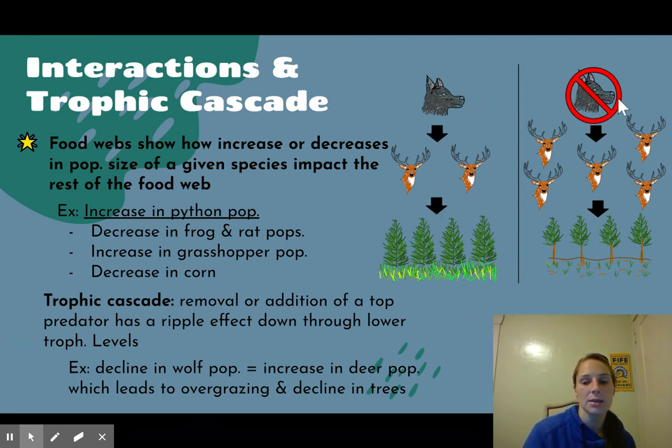So what we're seeing is if we end up having the wolves decrease, then the way that's going to impact the deer is the deer are going to increase because their predator just decreased, which means that the deer are going to be more plentiful to eat the trees. So the trees are going to decrease. So the change in wolves can actually impact the trees there.